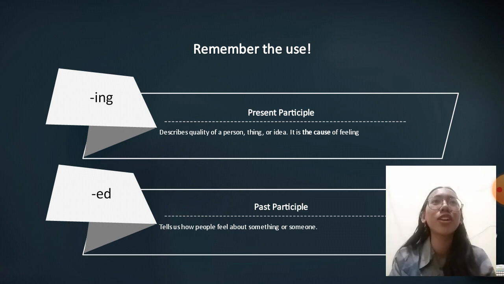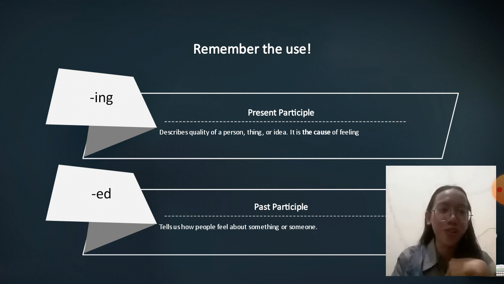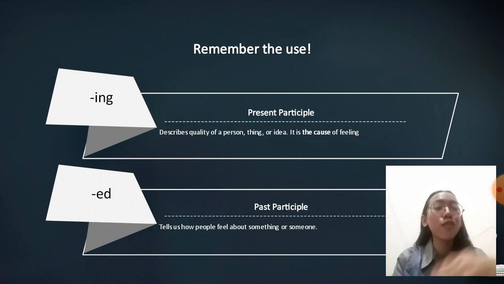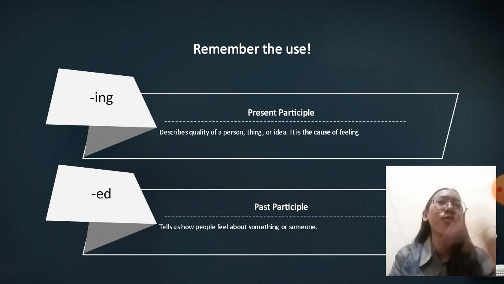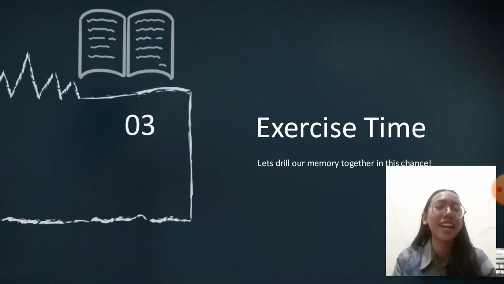It's just like boring. If you say, I am boring, it means that you are the person who is boring. Well, if you say, I am bored, it means you don't feel like doing something. You are bored, maybe because the book is boring. You are bored because the book is boring. Things like that, okay? And then next, let's exercise together.